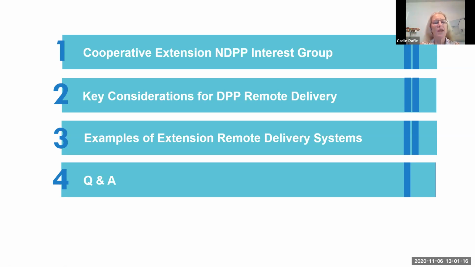In today's presentation, we're going to do three basic things. The first thing we'll do is I'm going to let you know just a little bit about what is the Cooperative Extension National Diabetes Prevention Program Interest Group and how you can get more information about that. And then I'll provide just a quick overview of what are some key considerations when you're considering remote delivery of the diabetes prevention program. And then we're going to get to the meat of this presentation, which is our panelists.